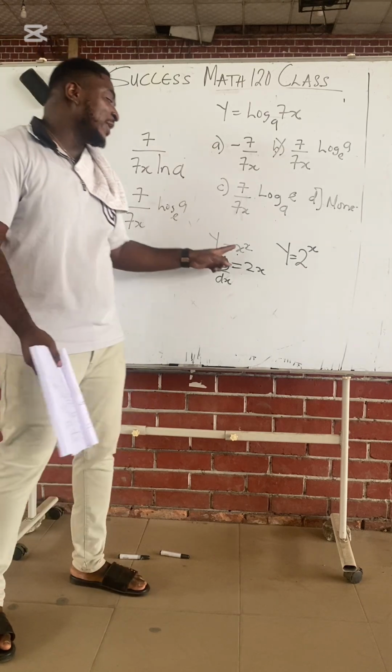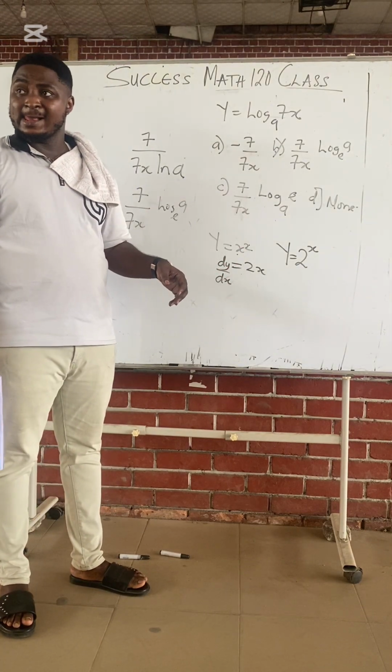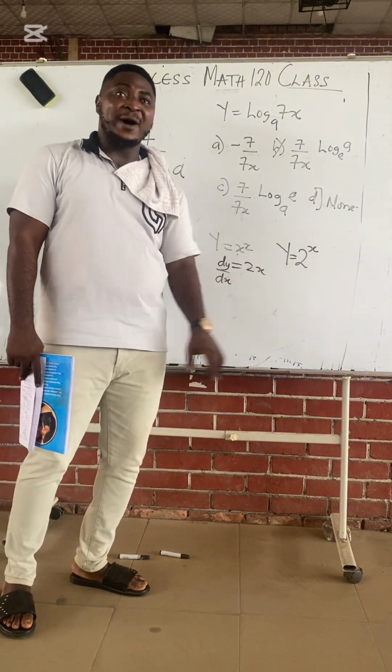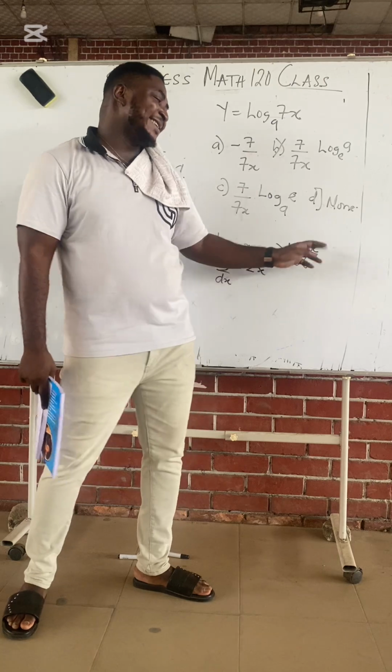Class, differentiate y equals x squared. We are used to x being the base and 2 being the power. What if 2 is the base and x is the power? Will you say multiply coefficient and power? Are we joking here? 2 times x, 2x?